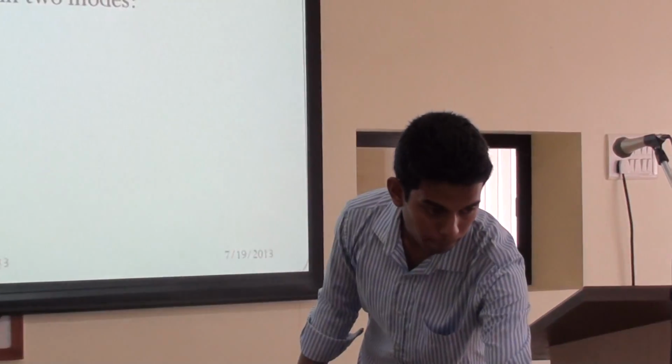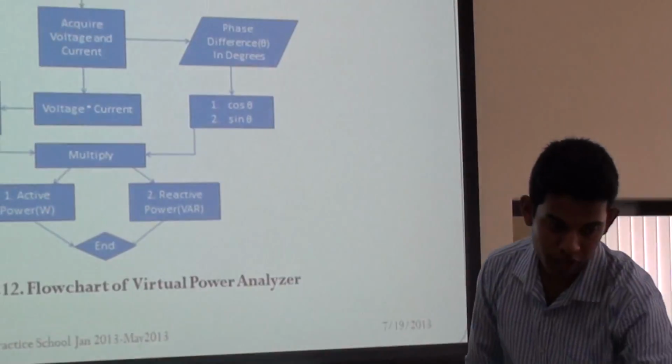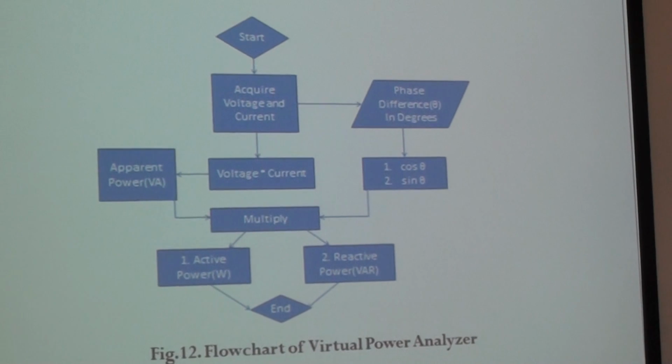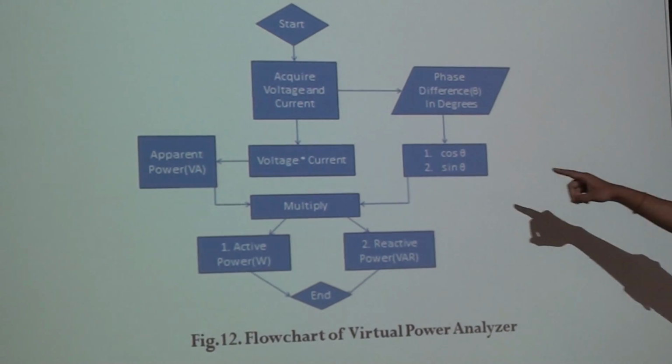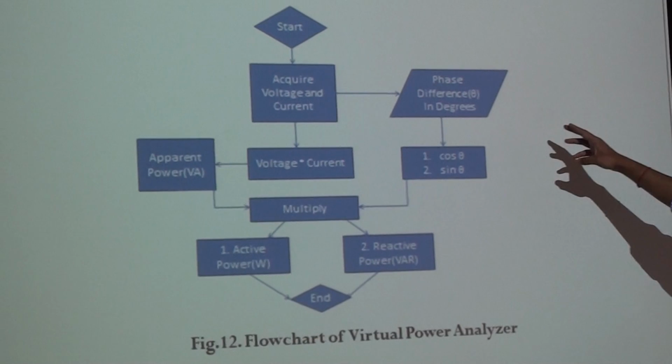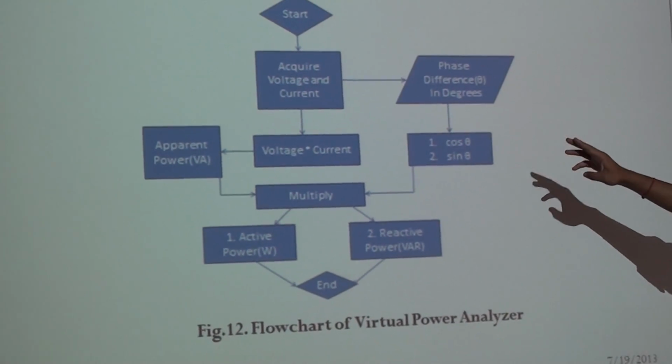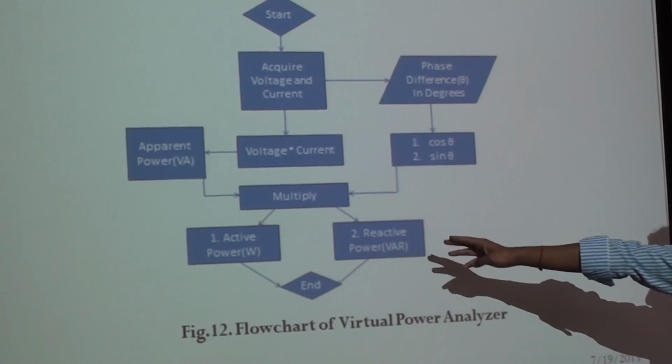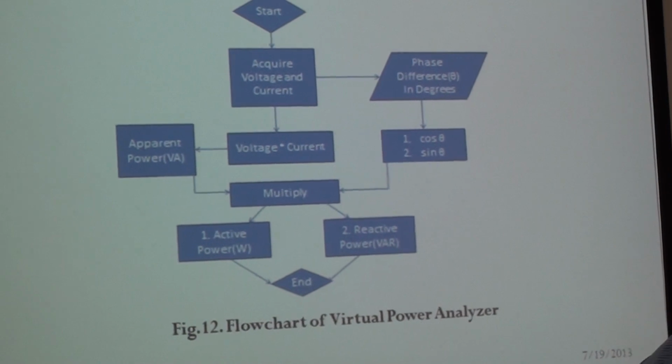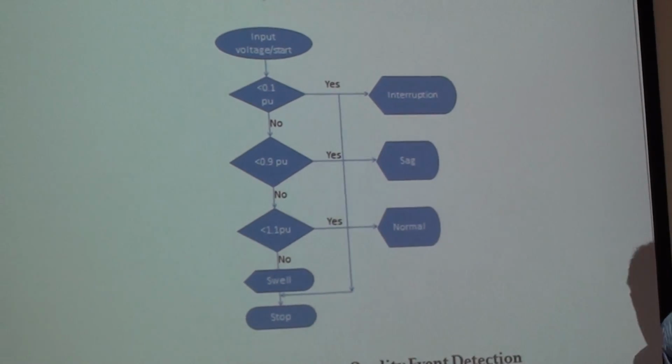Now this is the basic flowchart of our power measurement. Here we have acquired voltage and current, taken out the phase difference, found out cos and sine, multiplied voltage and current, and found out active and reactive power. This is the flowchart of event detection.